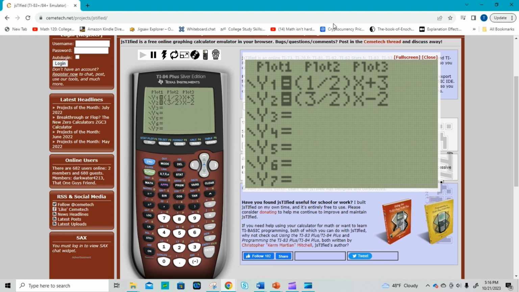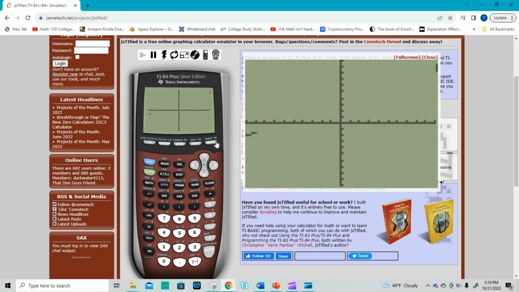Okay, so now I've got that into my Y screen. Now I'm going to hit graph, and graph is at the other end of the row of buttons from the Y equals. It's at the top right-hand corner of your calculator. And there's the first line. There's the second line. And now the calculator is done drawing.